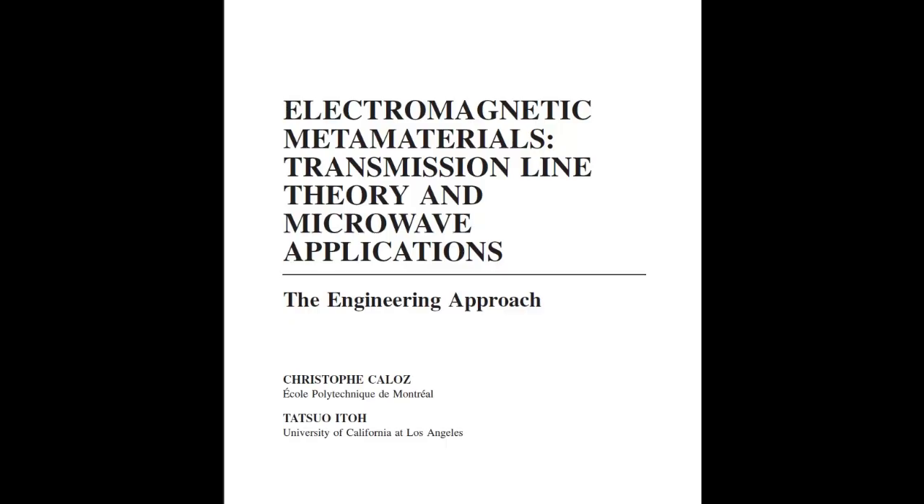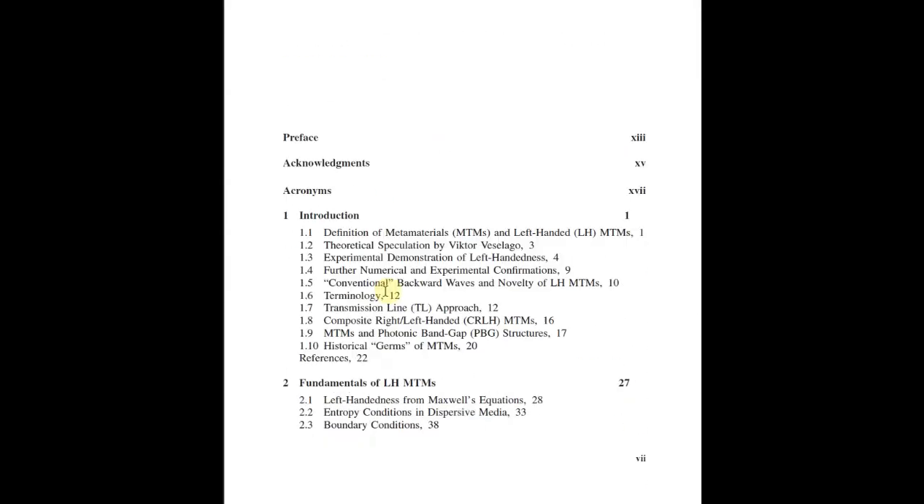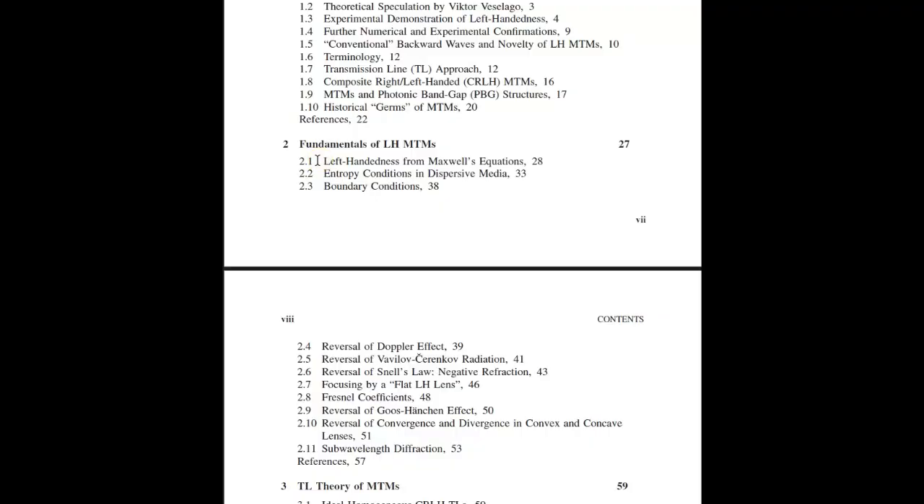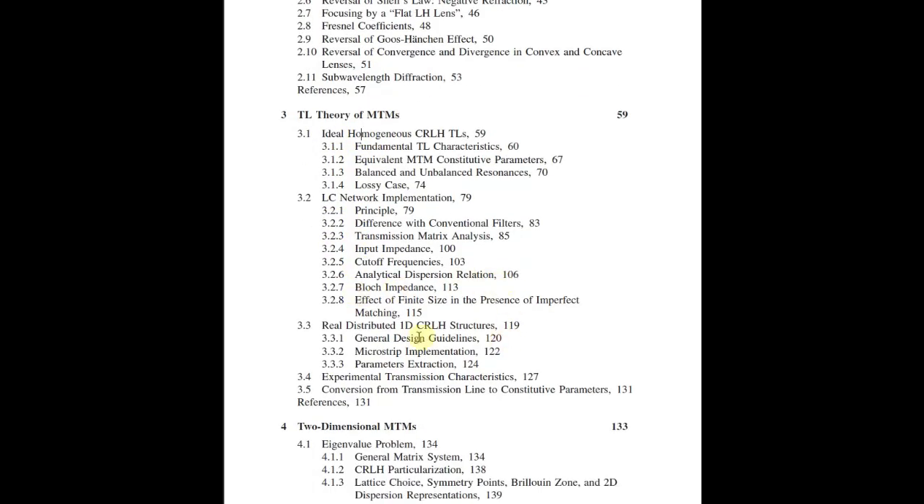In today's lecture, we will analyze the CRLH, that is Composite Right Left Hand Metamaterials. There is a book, Electromagnetic Metamaterials, Transmission Line Theory and Microwave Application, written by Caloz. In this book there is a chapter, Transmission Line Theory and Metamaterials. In this chapter, we can see real distributed one-dimensional CRLH structures.